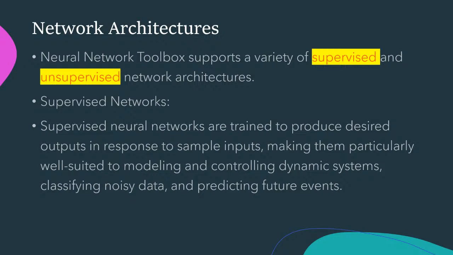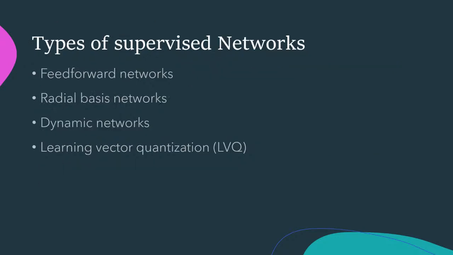And here, what are the types of supervised networks? In this one also, we have several types of supervised networks. Those are feed forward neural networks, radial basis networks, dynamic neural networks, and learning vector quantization. Four types of neural networks are there.